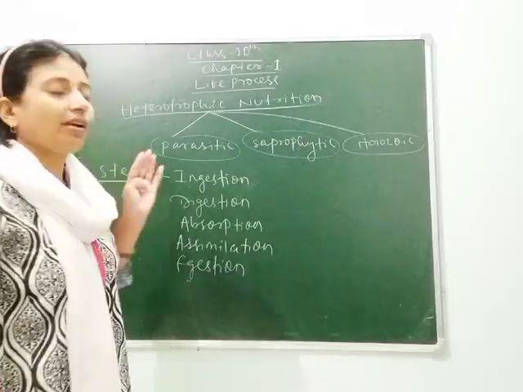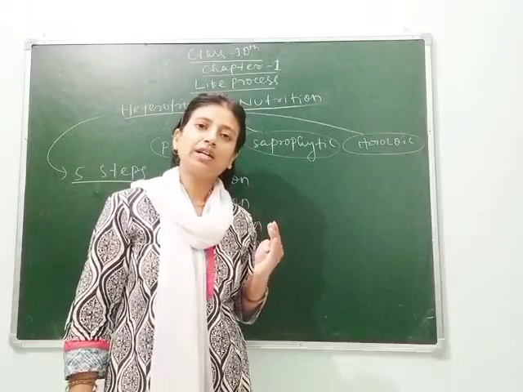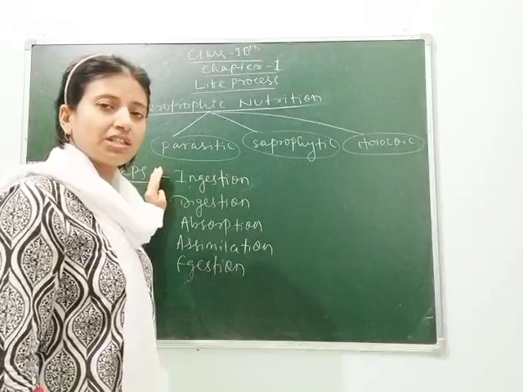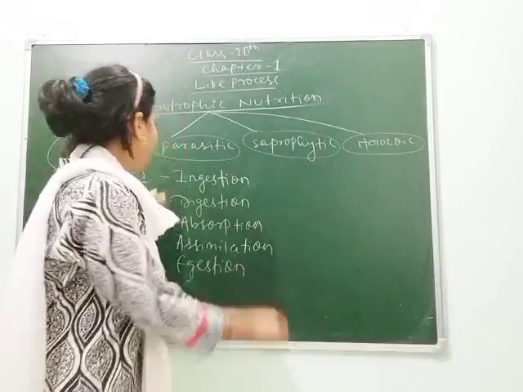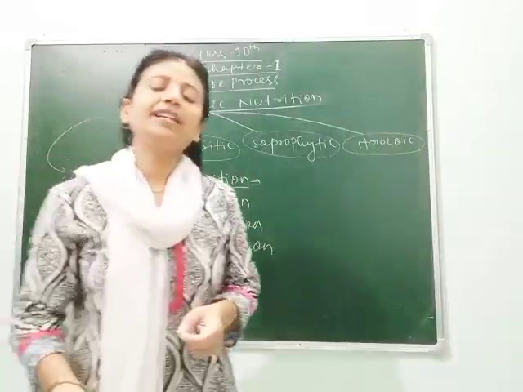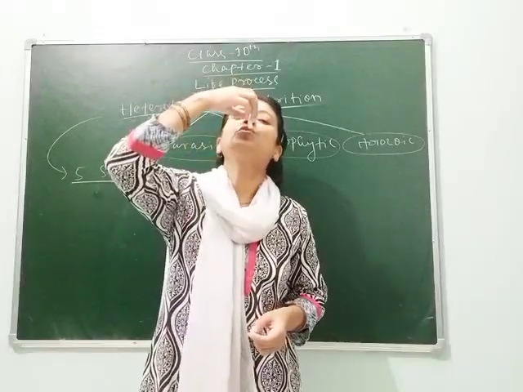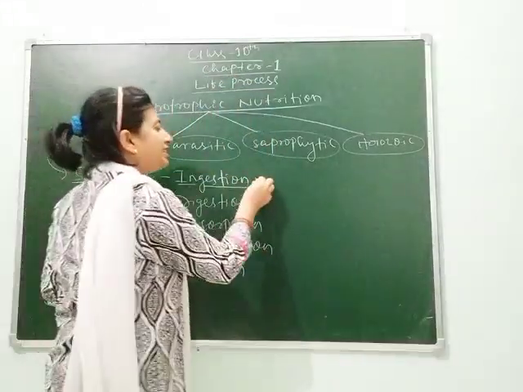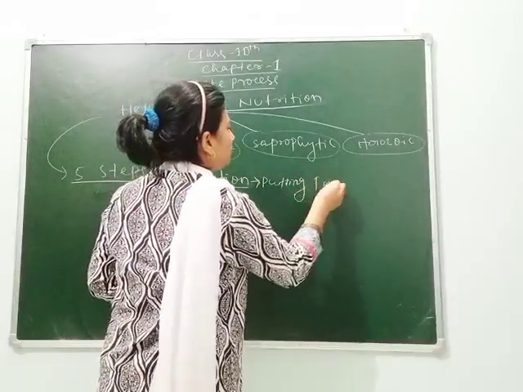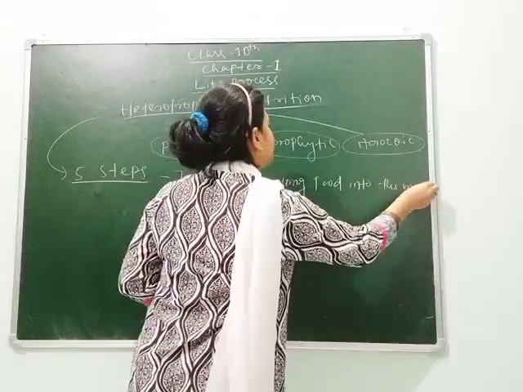So students, all the heterotrophic organisms, whether unicellular or multicellular, complete their nutrition through these 5 steps. First step is ingestion. Ingestion means when the organism puts food into the mouth like this. This is called ingestion. So we can write here: putting food into the mouth is called ingestion.